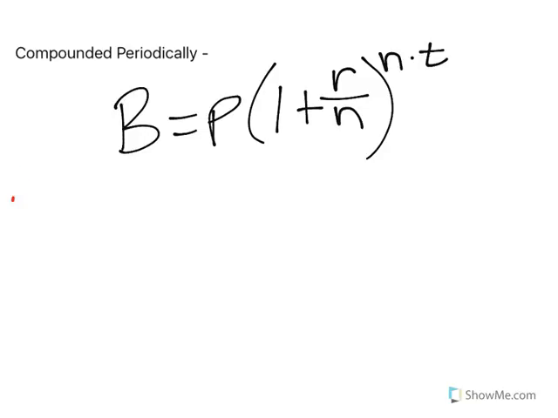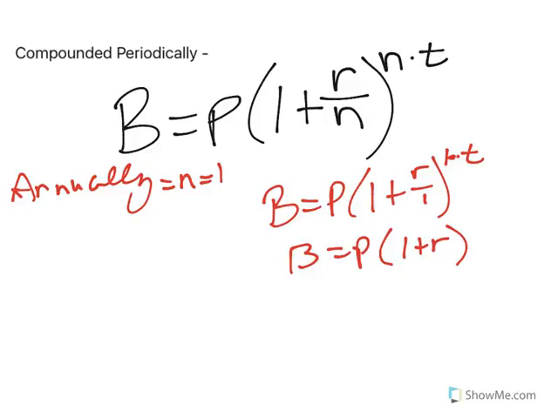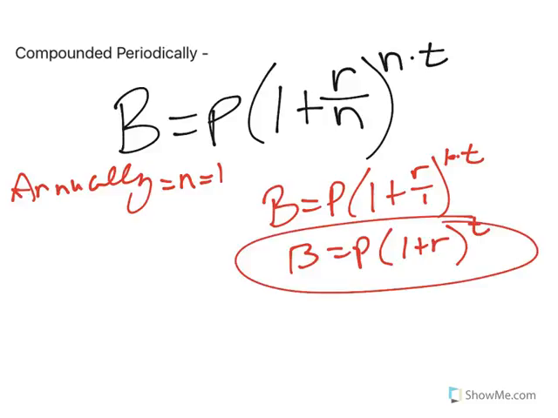So think about this. Annually means 1 time a year. So B equals P, 1 plus R divided by 1, to the 1 times T power. Well, what's R divided by 1? R. What's 1 times T? T. And that's how we got the compound annually formula, because N equals 1.